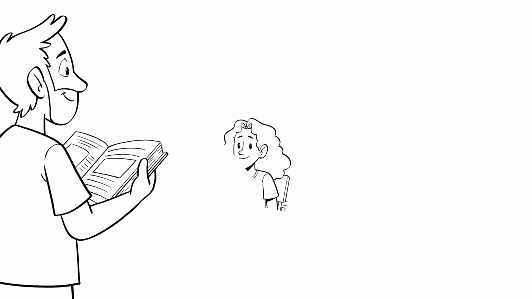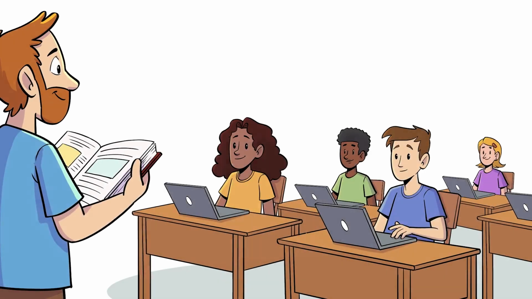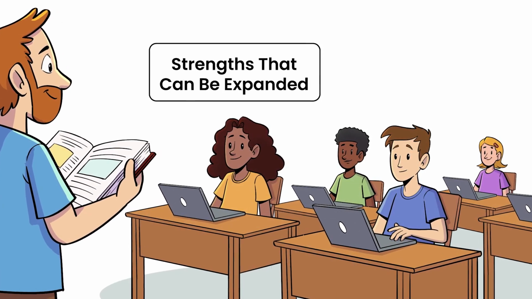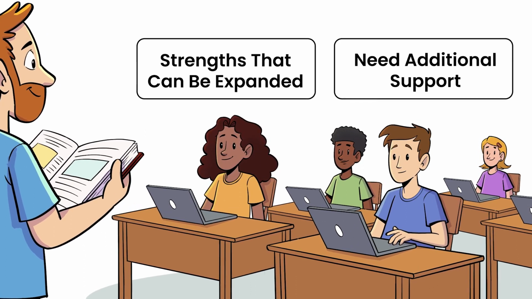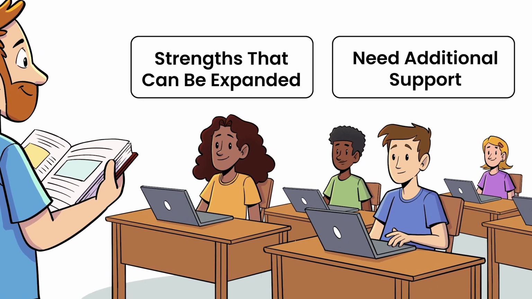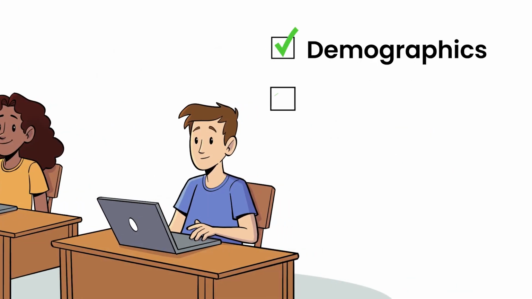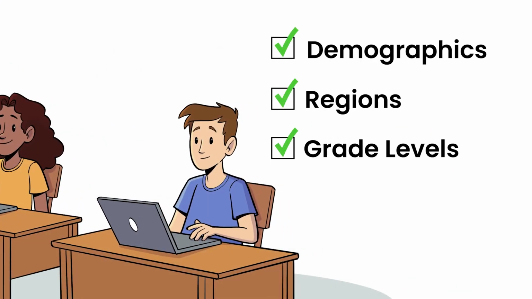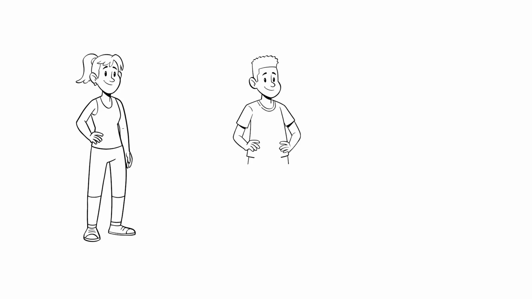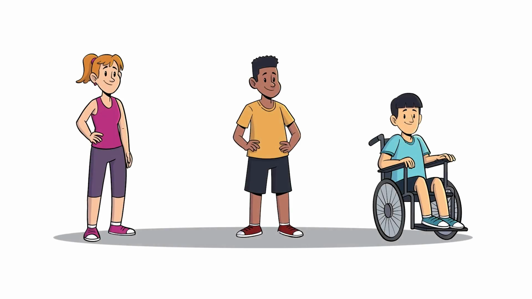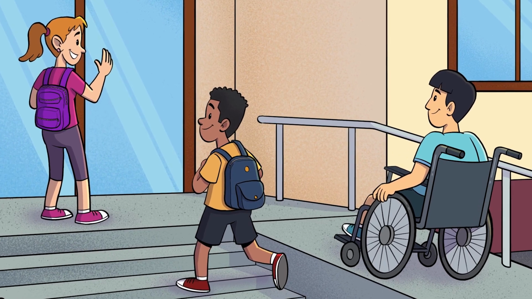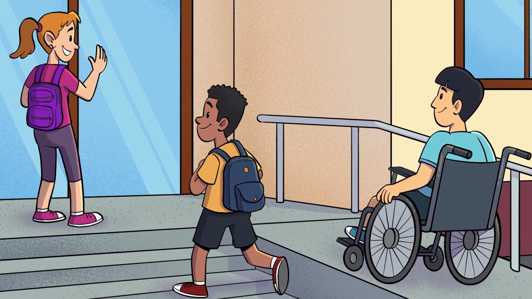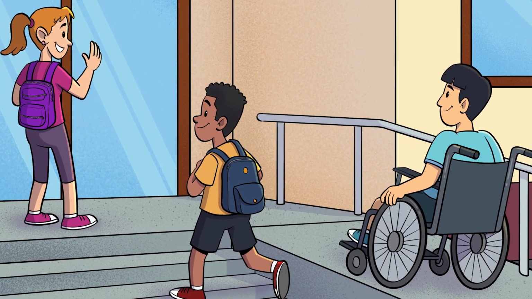At the district level, summative assessment results can show us where there are strengths that can be expanded and where there might be groups of students who may need additional support. These groups may be specific to certain demographics, regions, or grade levels. When we do it right, summative assessment ensures that we are addressing equity in important ways. It helps us identify and remove barriers to ensure all students have access to the same educational opportunities.